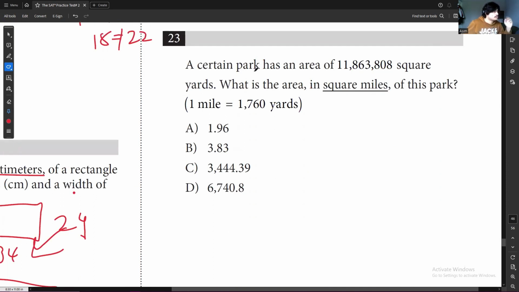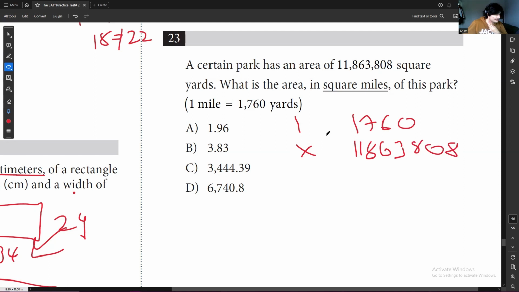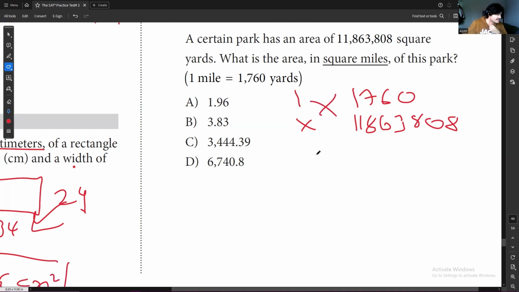Question number 23. A certain park has an area of this many square yards. What is the area in square miles of this park? Guys, there are various methods to solve this kind of question. I tend to solve it like this. 1 mile is equal to 1760 yards, and x square miles are equal to this many square yards. So I just cross multiply and solve for x.